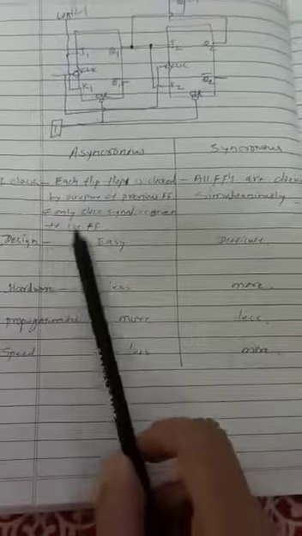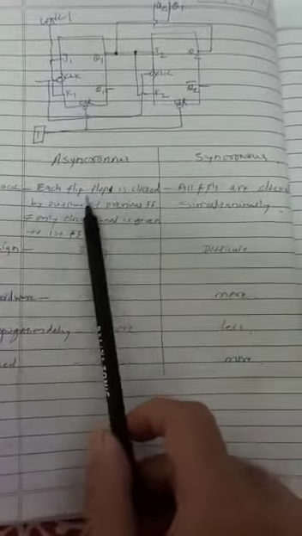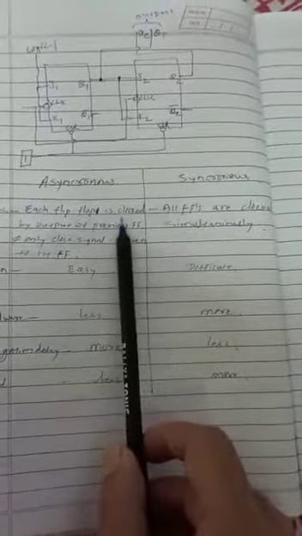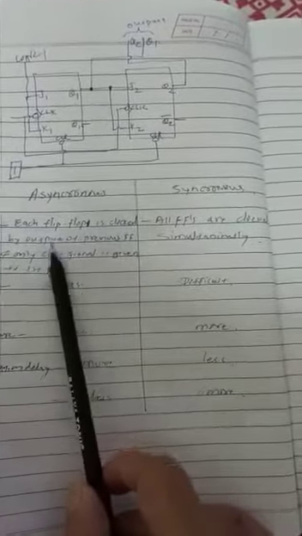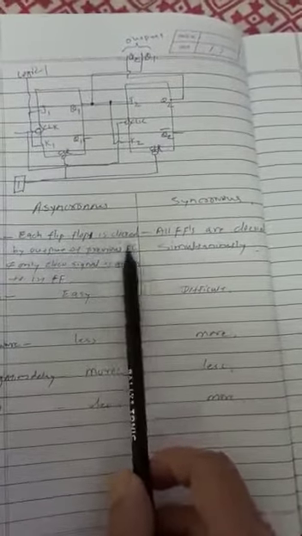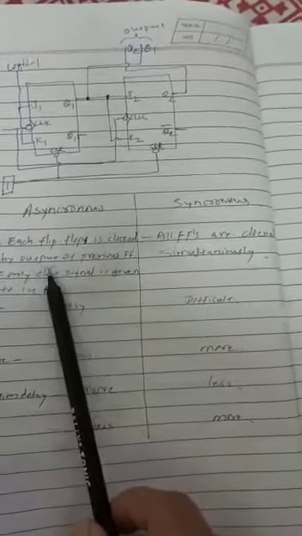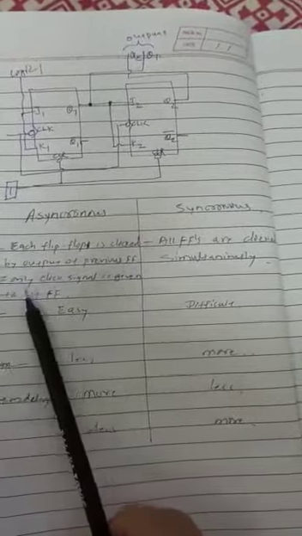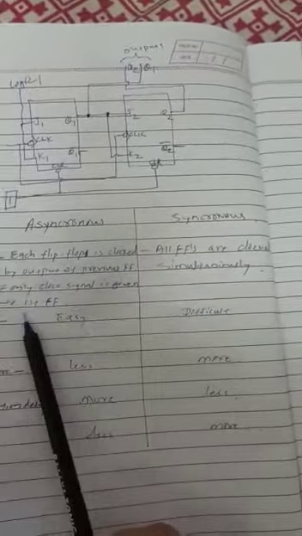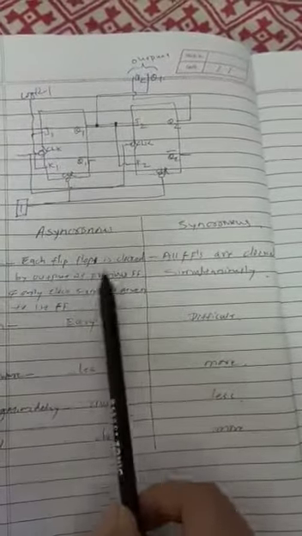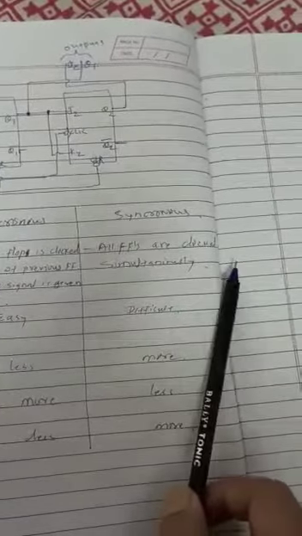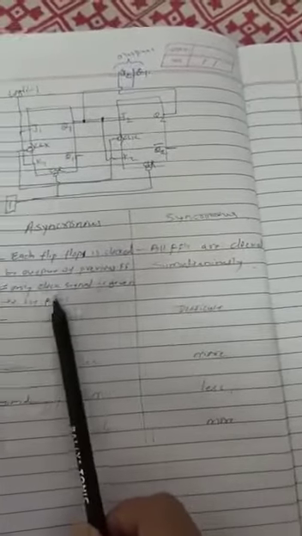First difference is here in case of asynchronous, the flip-flop receives its clock input from the previous output. Each flip-flop is clocked by the output of the previous flip-flop, and only the clock signal is given to the first flip-flop. Okay, that is asynchronous counters. So here in case of synchronous, all flip-flops are clocked simultaneously.